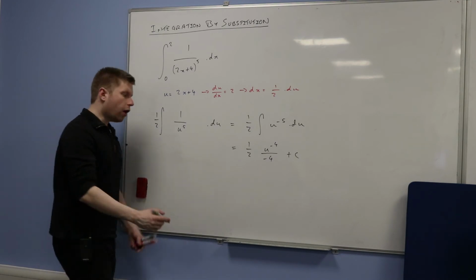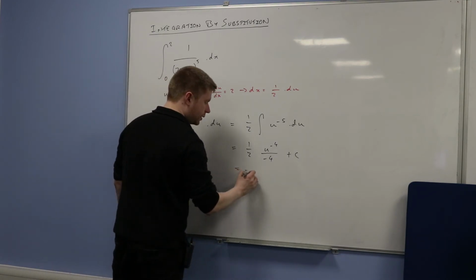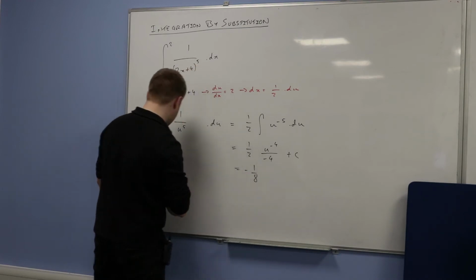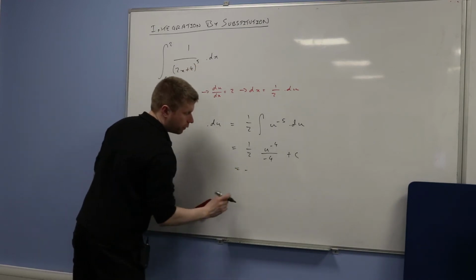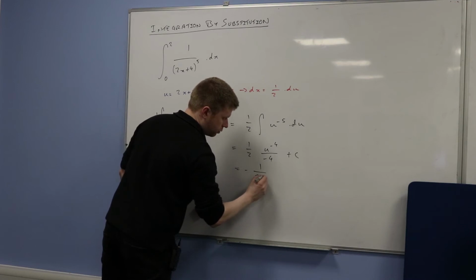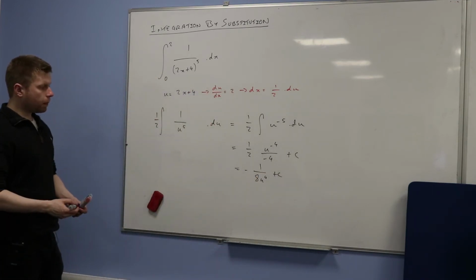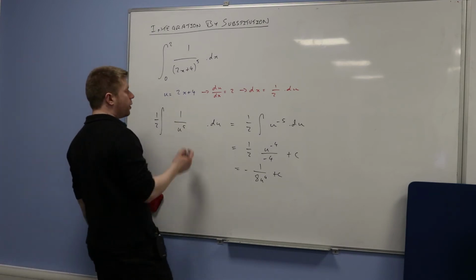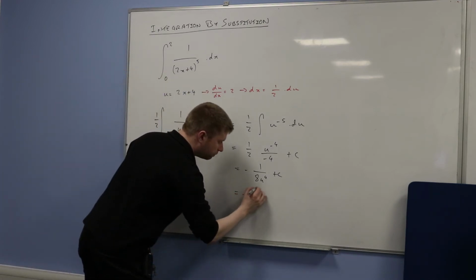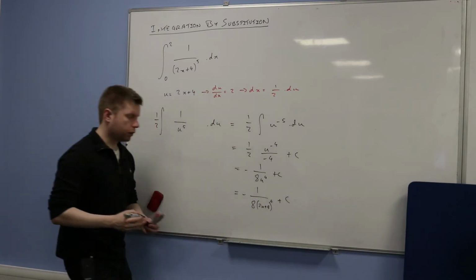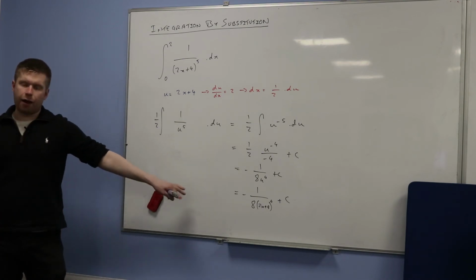Okay? Tidy it up slightly. I get negative 1/8 of u to the power of negative 4. So that's going to be 1 over u to the power 4 plus c. Okay? And then I make my substitution back again. So I got u equals 2x plus 4. So I get 2x plus 4 here to the power 4 plus c. Okay? So this here is my area function.